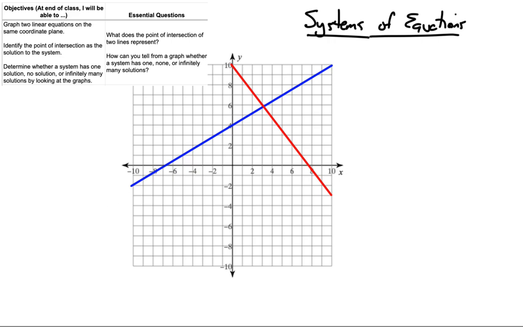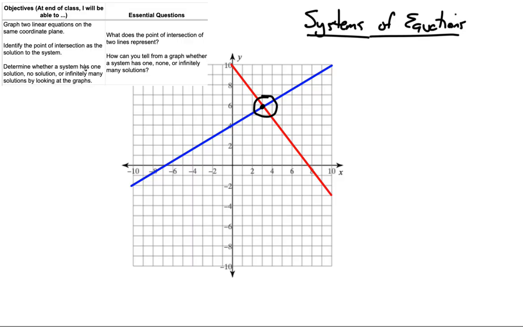But there's only one point that actually works for the red line and the blue line together, and that's right here, this point right there. The place where these two intersect. The intersection of the red line and the blue line is the one value of x, y that works for both the red equation and the blue equation. So that's the solution to this system of equations. That would be the only point that works for both of them.